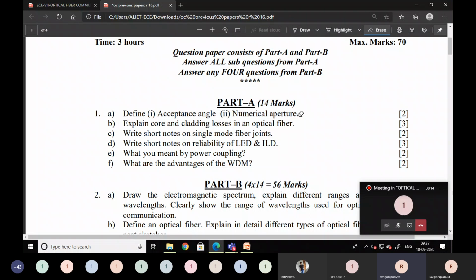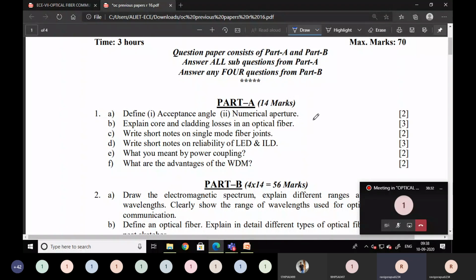Then numerical aperture, the maximum light gathering power. That is numerical aperture. Okay. Here the formula: NA is equal to square root of n1 square minus n2 square. Like that you have to write formulas in the same manner.